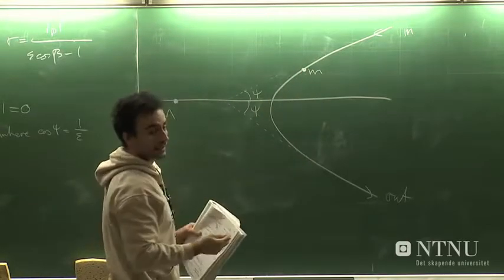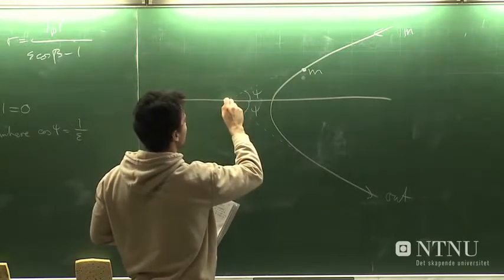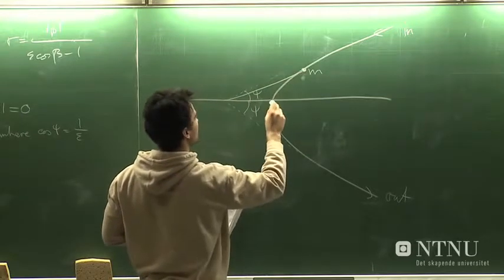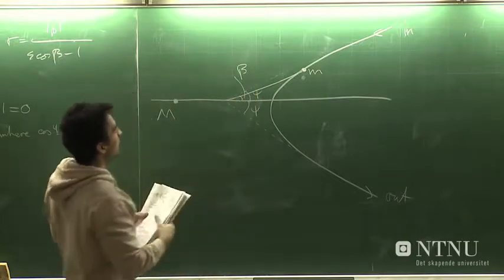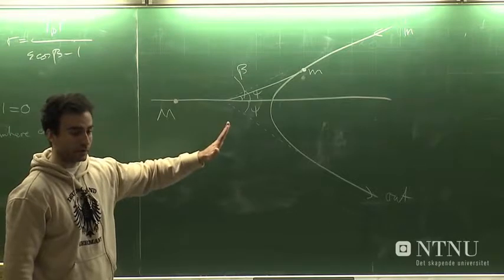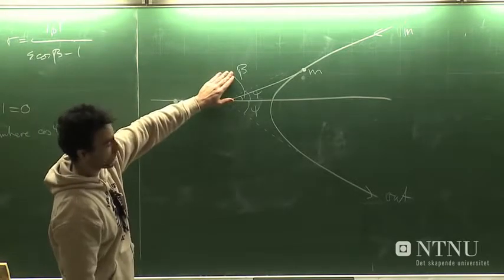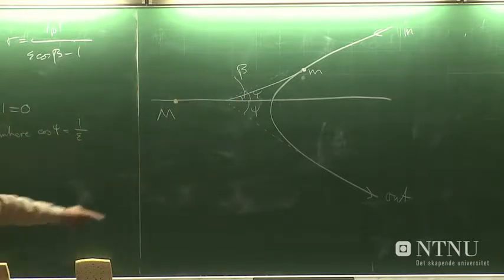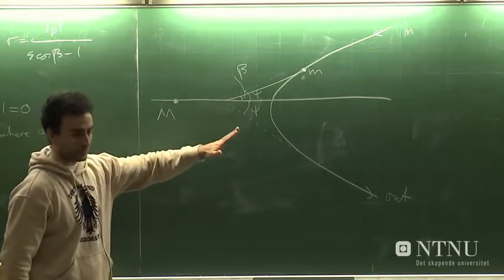So if M is situated here at some time, then beta is the angle characterizing the motion of the position of the particle at any given time. It's the equivalent of what we called theta in the Kepler problem. So psi characterizes the asymptotes of the trajectory, whereas beta characterizes the actual position.